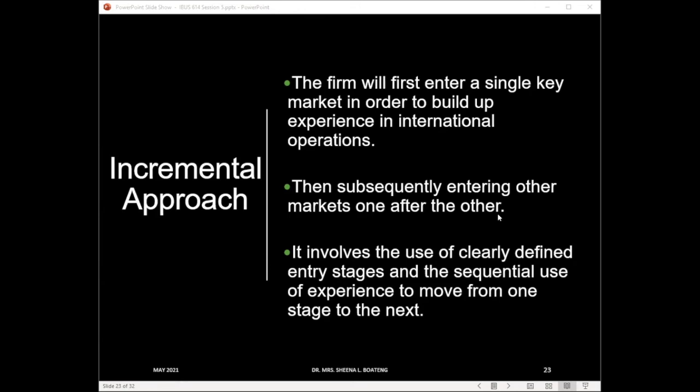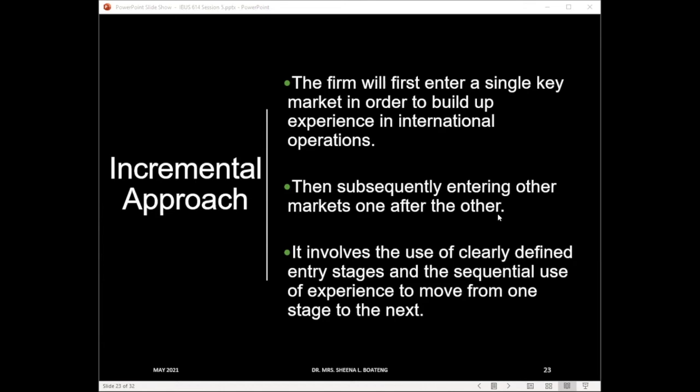And that is because by entering into a country that is geographically close and has a limited psychic distance from the home country, they can be able to learn gradually and build up experience, right? Before they are able to move to other markets that are more geographically dispersed from them and have a high amount of psychic distance between themselves and the home country, right?